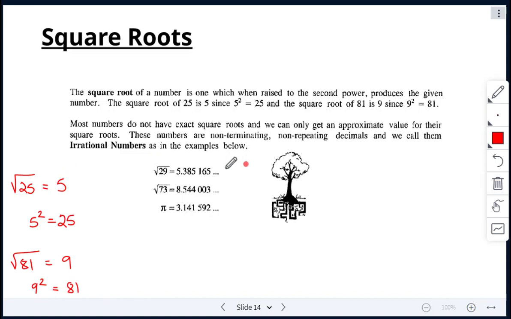For example, if you put square root of 29 in your calculator, we end up with 5.385165, and it continues on forever. It never ends, and also the digits never repeat. All right, so that would be an irrational number. A square root of 73, you end up with a number like this. And again, it never ends, never repeats, therefore irrational number. Pi is another example of an irrational number. You have a never-ending number, and it never repeats, so therefore irrational number.